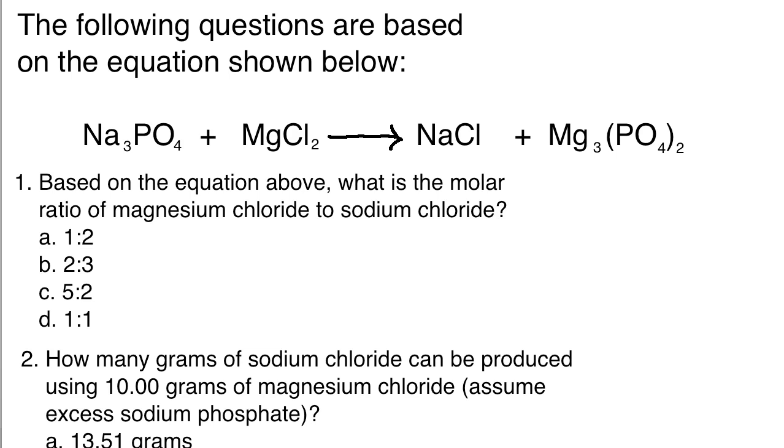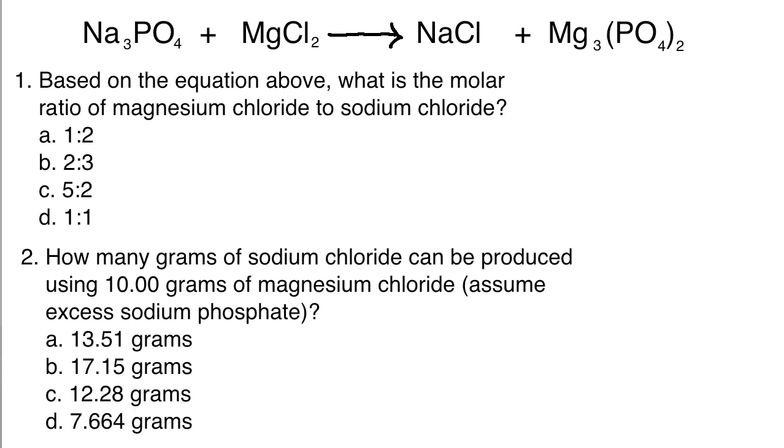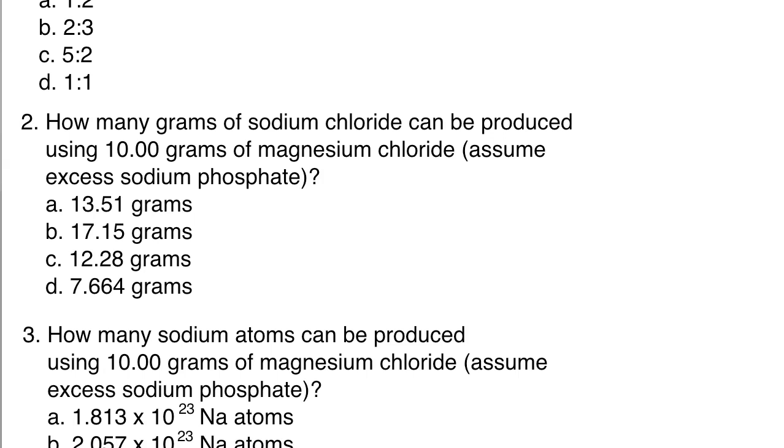So if I take a look at this, what I have here is sodium phosphate, and that PO4 is treated as a group. It's called a polyatomic anion. I wanted to give you something a little bit different to work with. Plus magnesium chloride goes to sodium chloride and magnesium phosphate. I've given you the proper structures there, but this is an unbalanced equation. So here we go. Number 1, based on the equation above, what is the molar ratio of magnesium chloride to sodium chloride? The only way you're going to find that is by proper balancing, and you've got a couple of answers there.